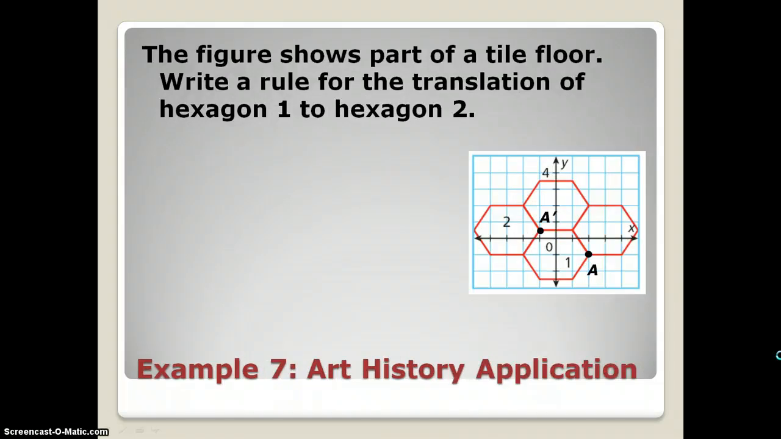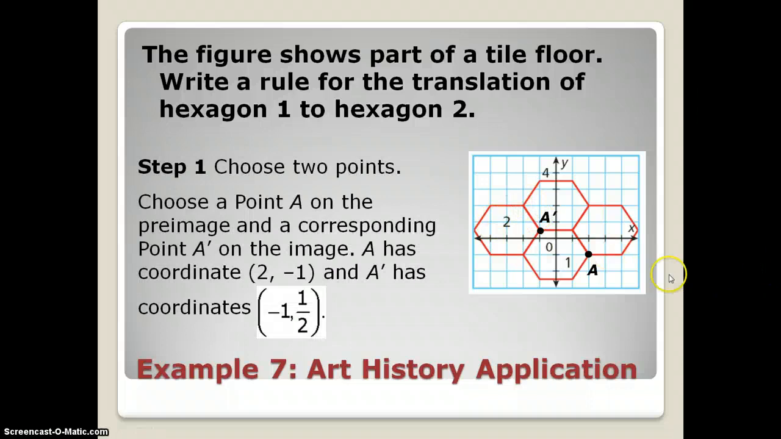How about an art history application? The figure shows parts of a tile floor. We want to write a rule for the translation of hexagon 1 to hexagon 2. So first we'll choose 2 points. We'll take the same point on both of them, this edge A and A prime.